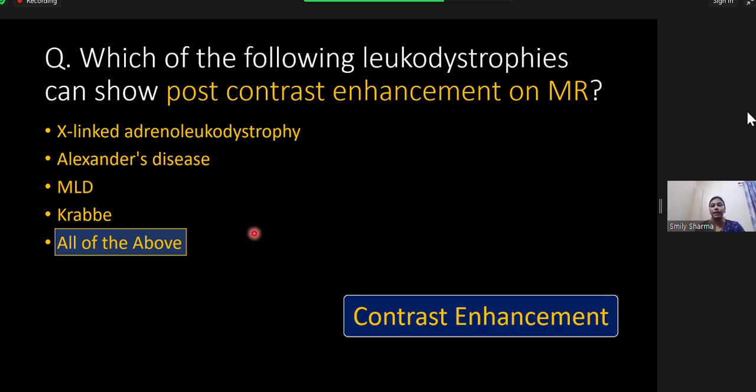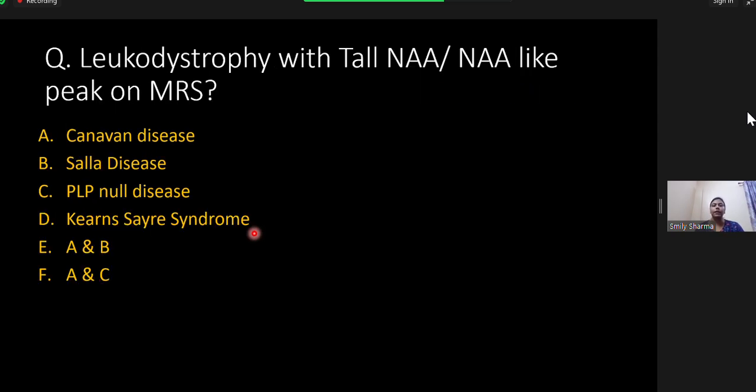So first thing, apart from the pattern, we can look at the contrast enhancement. Another thing, whenever we are doing any case of leukodystrophy, we always include MRS as well, because we have to rule out mitochondrial disorders and certain leukodystrophies which can have various involvements. So already people have started answering. Many are answering Canavan's disease, but many are answering the correct answer also.